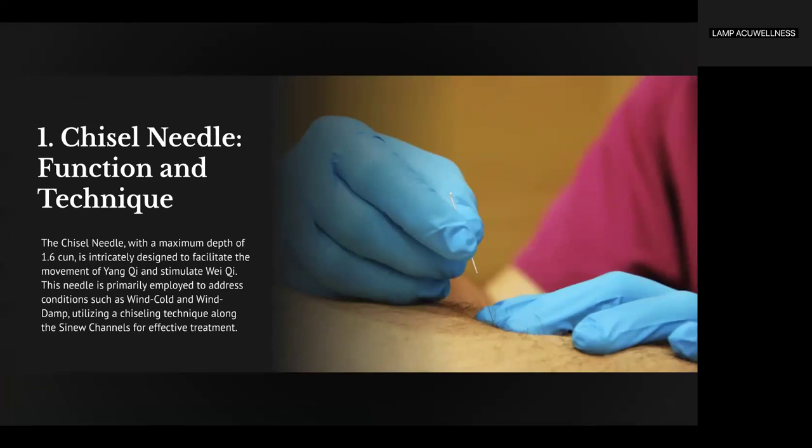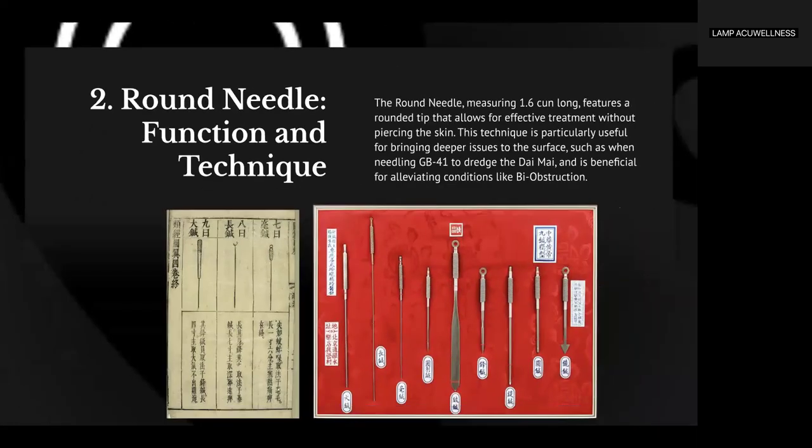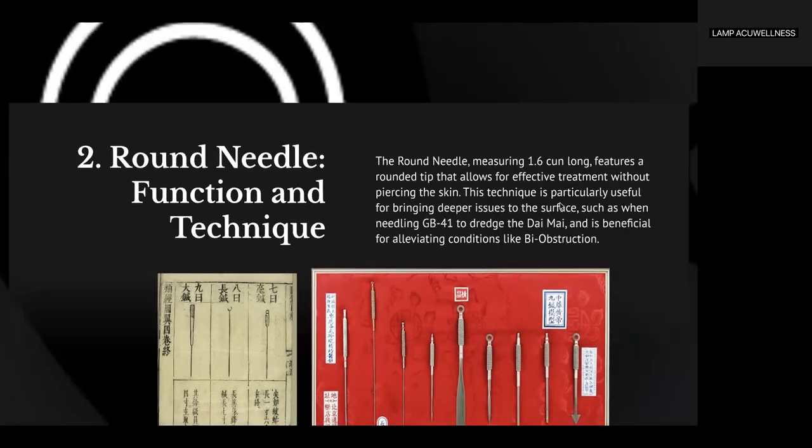The chisel needle, with a maximum depth of 1.6 tun, is intricately designed to facilitate the movement of yang qi and stimulate wei qi. This needle is primarily employed to address conditions such as wind cold and wind damp, utilizing a chiseling technique along the sinew channels for effective treatment. The round needle, measuring 1.6 tun long, has a rounded tip that allows for effective treatment without piercing the skin. This technique is particularly useful for bringing deeper issues to the surface, such as when needling GB41 to dredge the daimai, and is beneficial for alleviating conditions like bi obstruction.